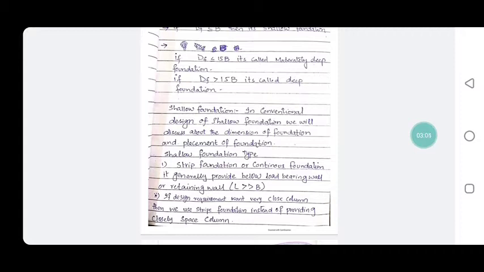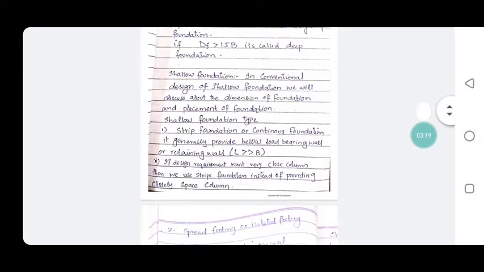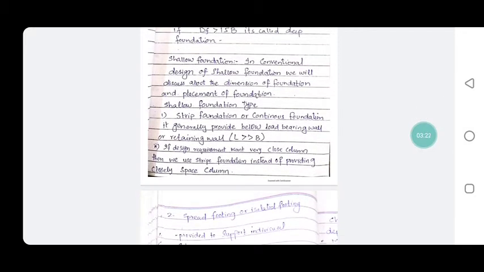In shallow foundation, if we are doing conventional design of shallow foundation, we will discuss the dimension of foundation and placement of foundation. Shallow foundation types. Number one type is strip foundation or continuous foundation. It is generally below a load bearing wall or retaining wall. In this strip foundation, our length is much greater than the width of the foundation.